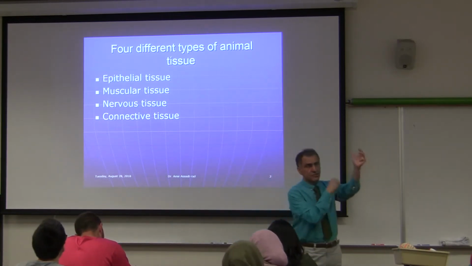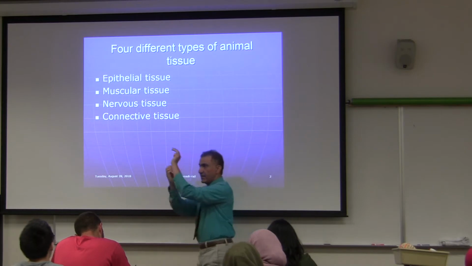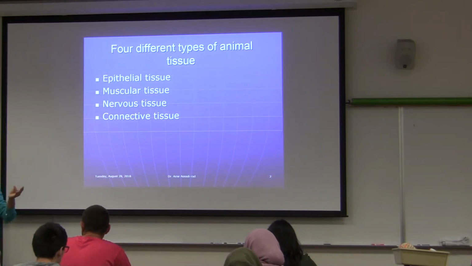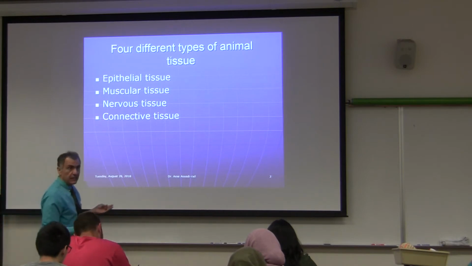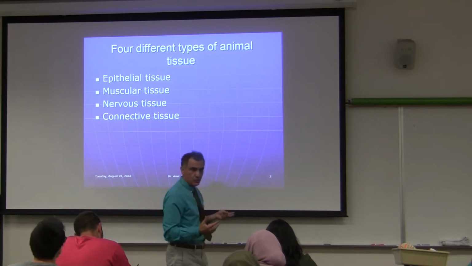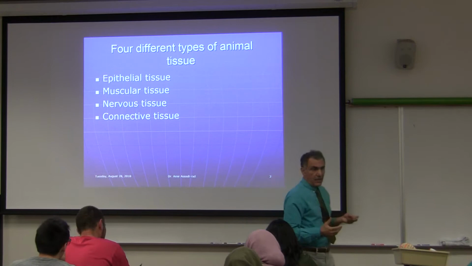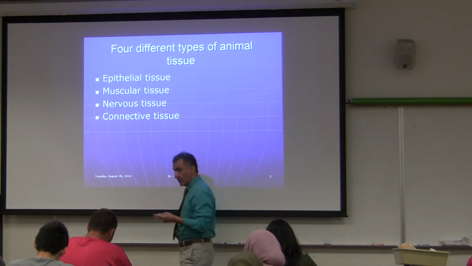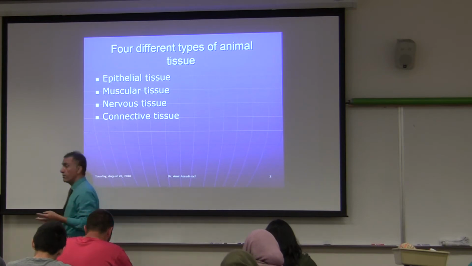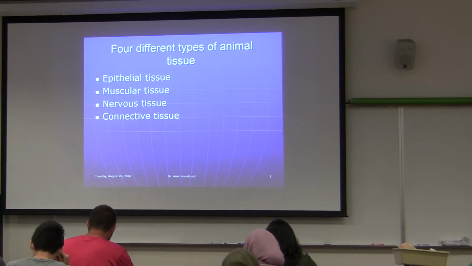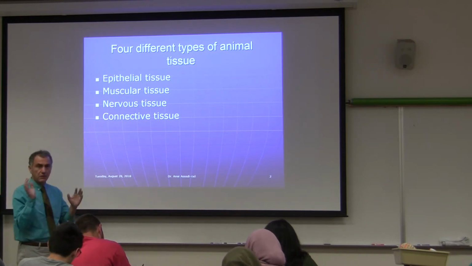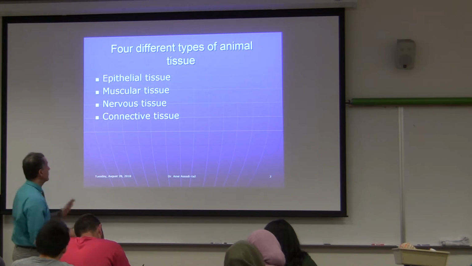Okay, epithelial tissue. The function of epithelial tissue is protection. It protects you. Your skin is made up of epithelial tissue, so it's protecting you. The other one is secretion. Your glands are made up of epithelial tissue. And your intestinal cells do absorption in your intestine. They absorb food and nutrients. Those 3 are the main functions of epithelial tissue.